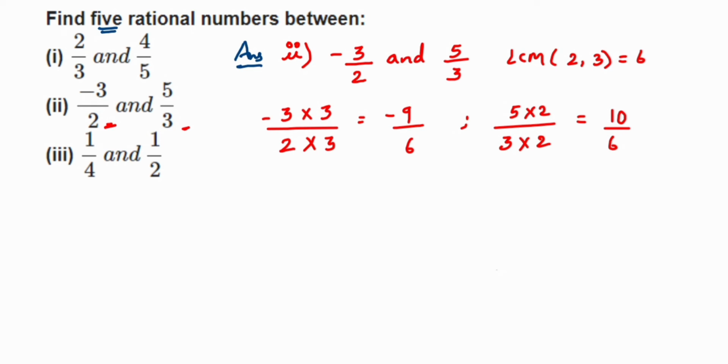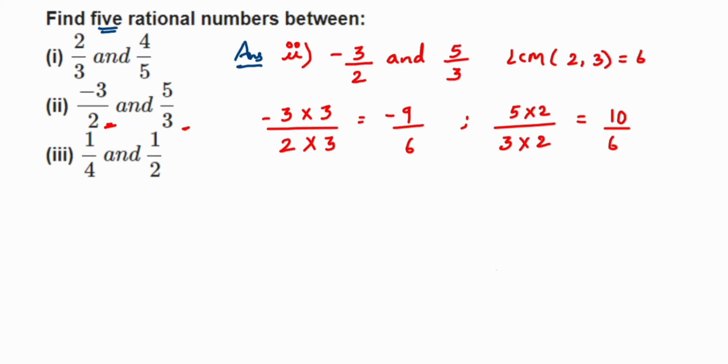Now here if you observe, between minus 9 to 10 there are a lot of numbers. So here we don't have to multiply again with one more number. That is, we don't have to bring one more equivalent form. It's sufficient. At this step we can stop. Now between minus 9 upon 6 to 10 upon 6 we have many numbers like minus 8 upon 6, minus 7 upon 6, so on up to 9 upon 6.